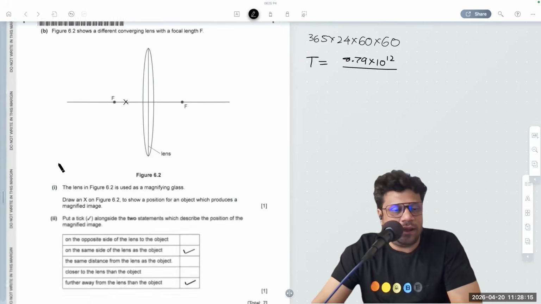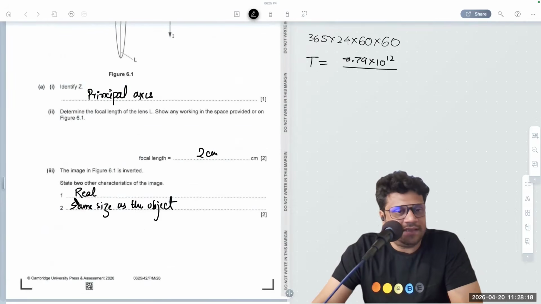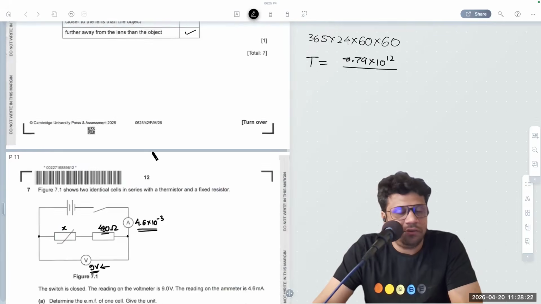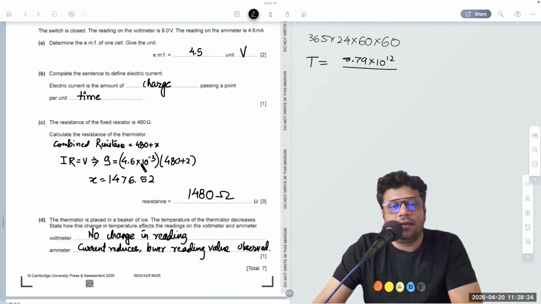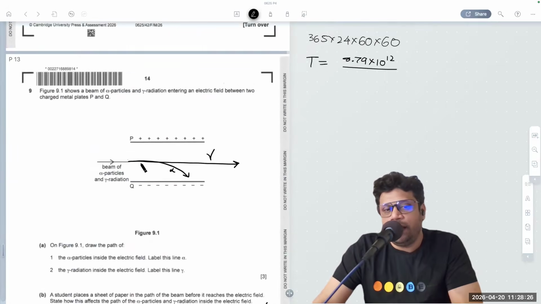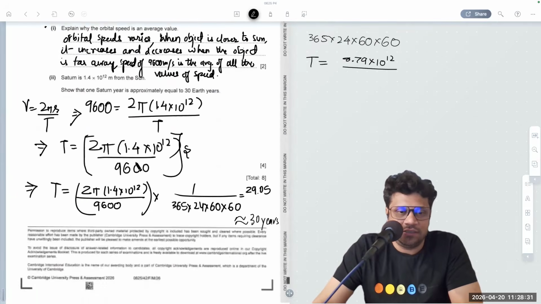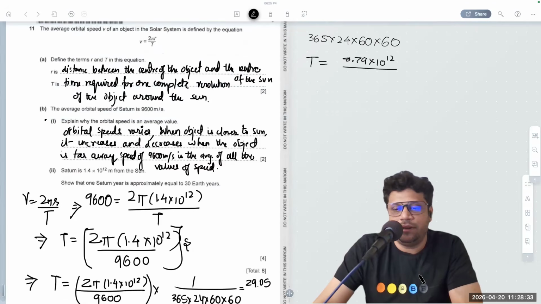Even this one, same size as the object, is something I would want to check because I don't have a ruler to actually claim it to be true, and I don't remember it for sure. The object must be at 2F to have its image the same size. That's what I remember. Let's see.